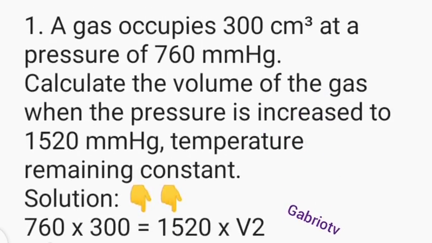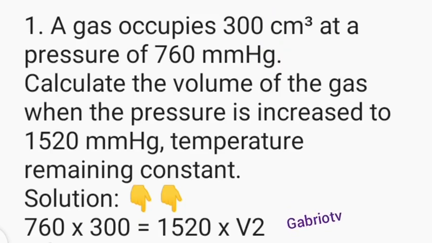Now let's look at some examples, very good simple examples of application of Boyle's law. The first one says that a gas occupies 300 cm cube at a pressure of 760 mmHg. Calculate the volume of the gas when the pressure is increased to 1520. The temperature remains constant. When you see something like this and you know that this is chemistry, but you don't really know the topic, write out your parameters. You can see a gas occupies 300 cm cube. 300 cm cube is the first volume, that's your V1.